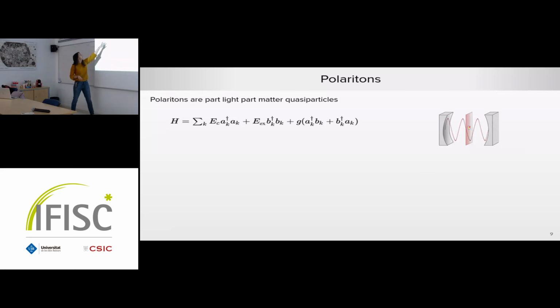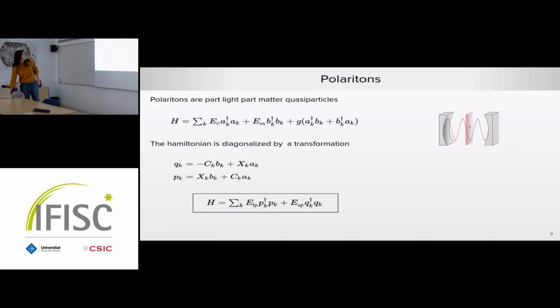So this is the Hamiltonian. You have the energy of the light, here is the energy of the excitons, and the interaction term. And we can get the Hamiltonian of the polaritons by diagonalizing this. So you just define this as a combination of these 2 other operators. And you can show that because excitons and photons are bosons, then these other 2 operators also respect the commutation relation of bosons, and you get this Hamiltonian, which is the Hamiltonian of 2 free particles, the upper polaritons and the lower polaritons.